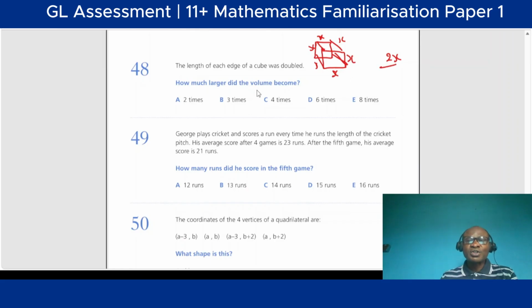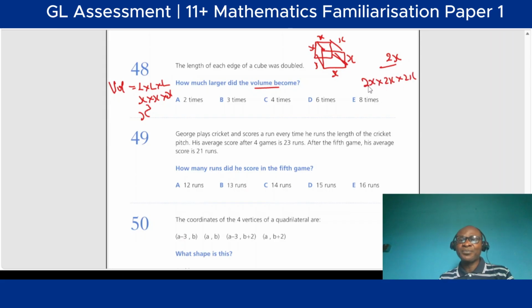Now, the volume of a cube is given by length times length times length, which is x times x times x, and that is going to be x cubed. So when it is doubled, it is now going to be 2x multiplied by 2x multiplied by 2x. So what will I get here? 2 times 2 times 2 will give me 8x cubed.